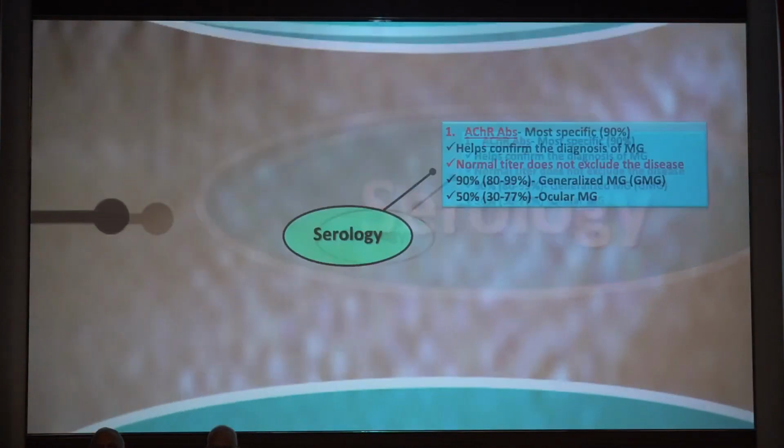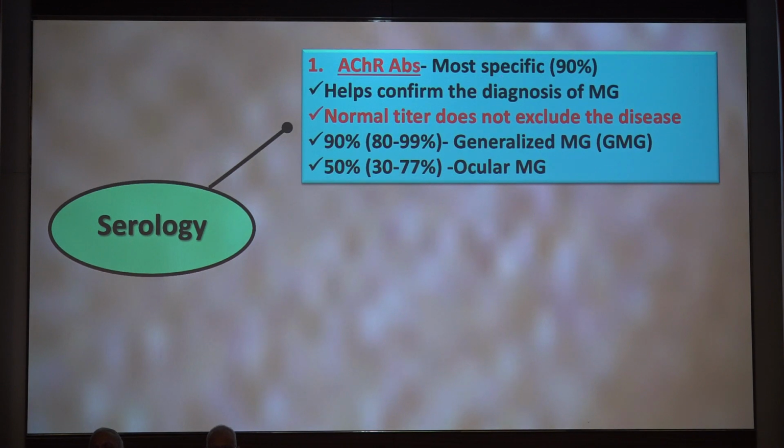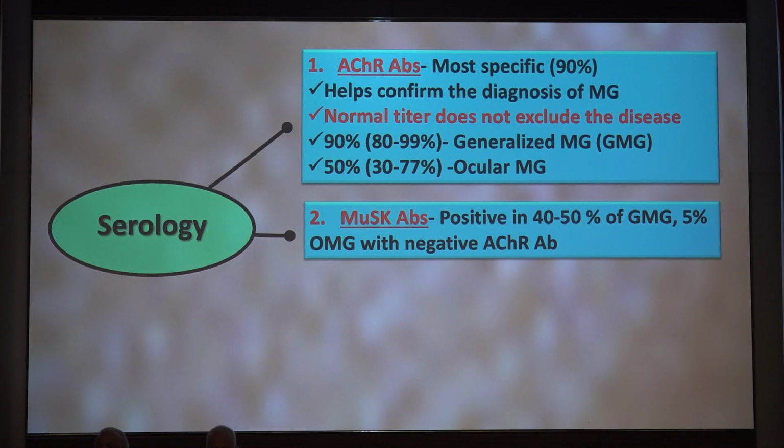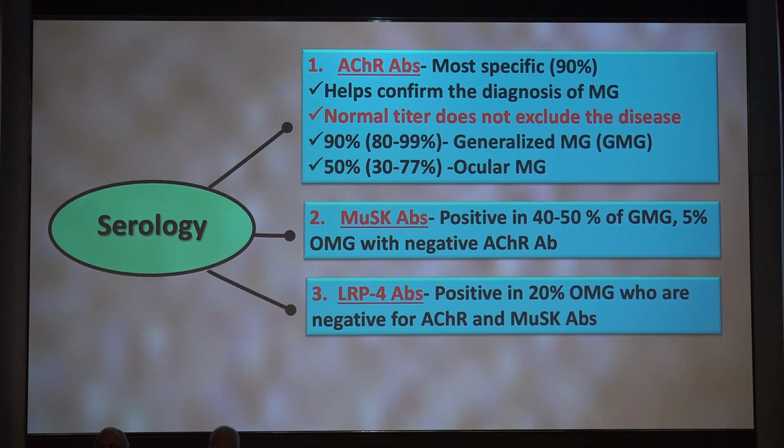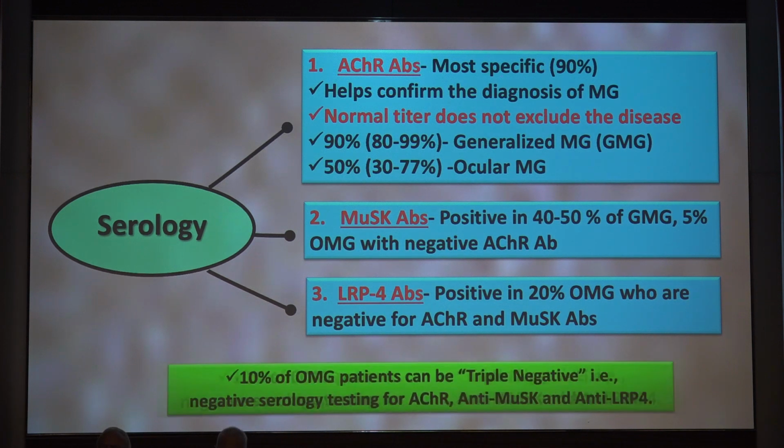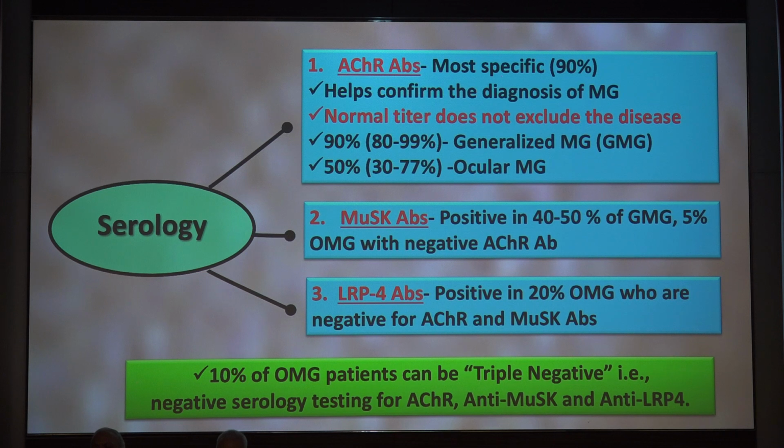Coming to the serology, the commonest are acetylcholine receptor antibodies, more specific, which help confirm the diagnosis if positive, but normal titers do not exclude the disease, and in ocular myasthenia only 50% are positive. The other is MuSK antibodies, positive in about 40 to 50% of generalized cases, but only 5% of ocular myasthenia with negative acetylcholine receptor antibodies. Third is LRP4 antibodies, positive in about 20% of OMG cases who are negative for the other two antibodies. But interestingly, 10% of OMG cases can be triple negative, that is negative for all these, that we have to keep in mind.